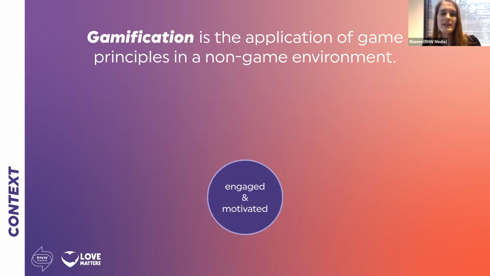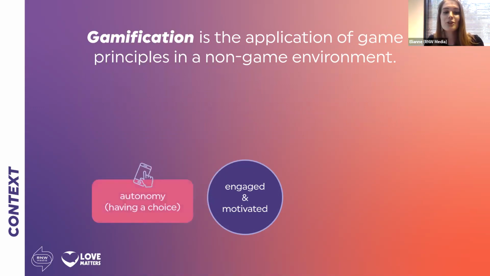Now, self-determination theory is based around the idea that in order for a person, an individual person, to be engaged and motivated to make a decision or to take action or to change their behavior, there are three basic psychological needs that need to be fulfilled. And the first one is autonomy. It's the idea of having a choice, that you are in control.